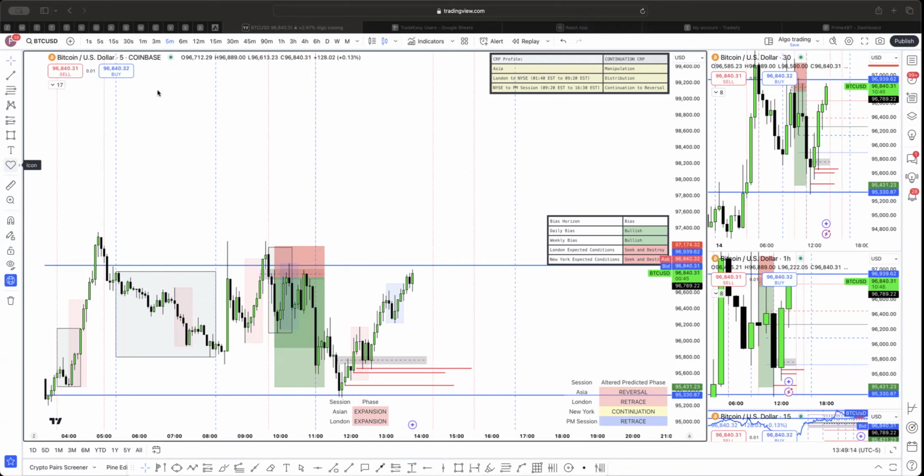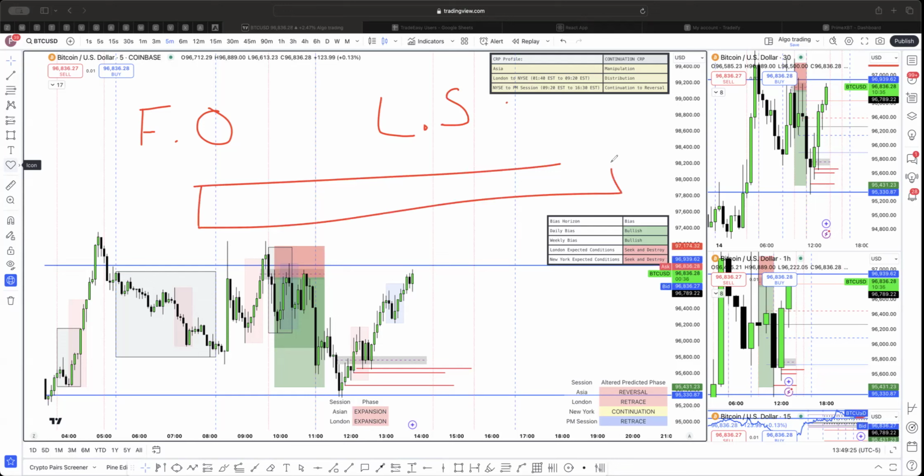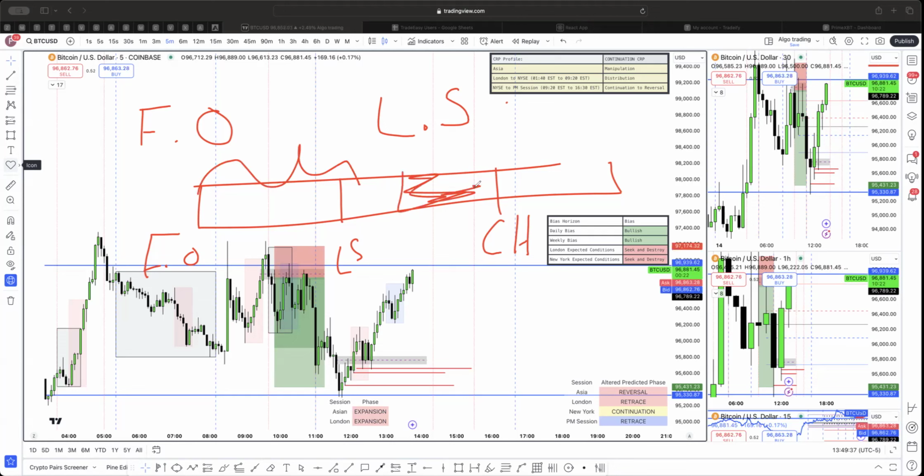All right, we know that for the London session, we have Frankfurt open, and then we have London session, right? So if you take this like this, here's a Frankfurt open, here's a London session, and then here's the closing hour. This is called the CH. Best place to get entries. Worst place to get entries. Best place to get entries.